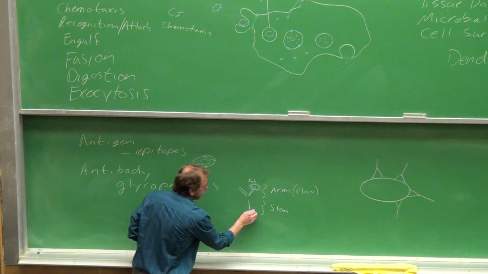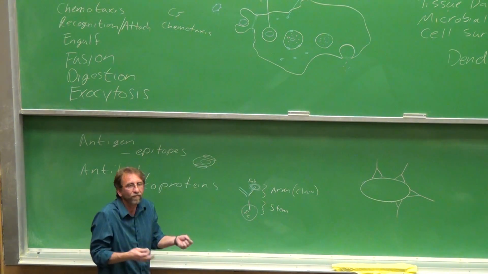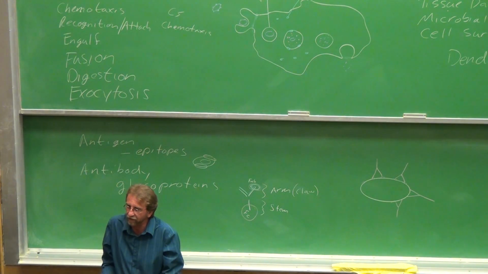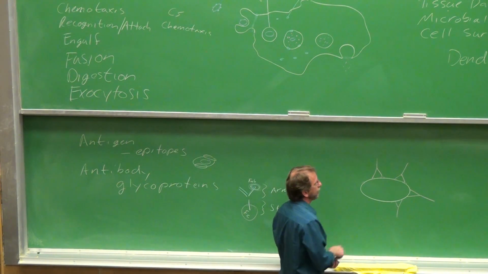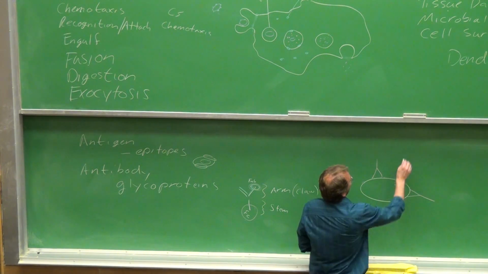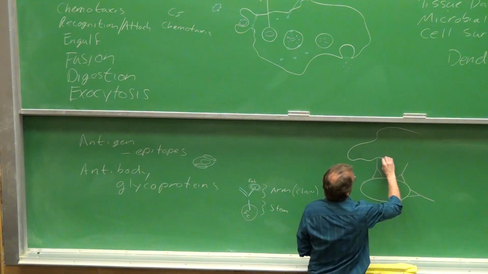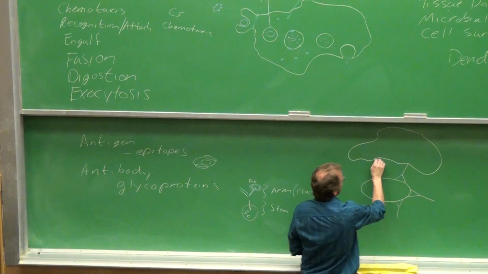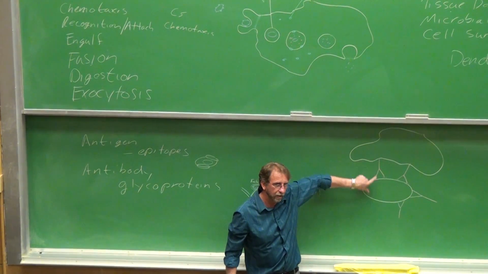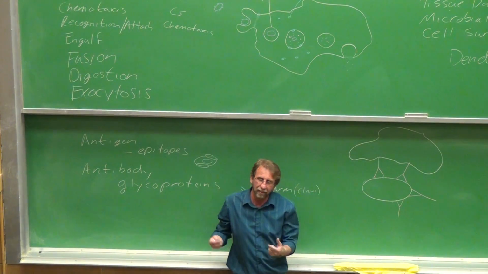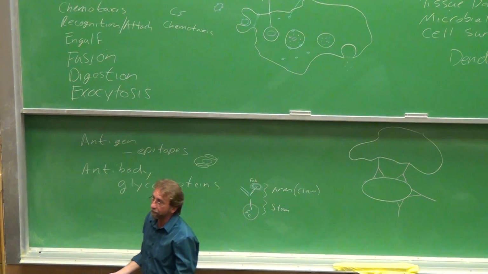Down here at the FC region, we have also a functional part, an active part. But this region here gets recognized by the macrophage. So our macrophage can recognize the FC region and then engulf this bacterium. You understand the beauty of that?